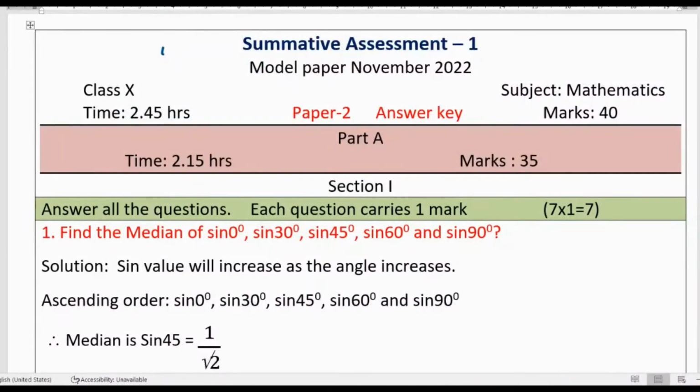Hello friends, in this video we are going to discuss the summative 1 mathematics paper 2 answer key. Section 1, each question carries 1 mark. First question, find the median of sin 0, sin 30, sin 45, sin 60 and sin 90. To find the median of these values, we have to arrange them in ascending order and the middlemost value will be the median. So sin 45 is the median, which is 1 by root 2.